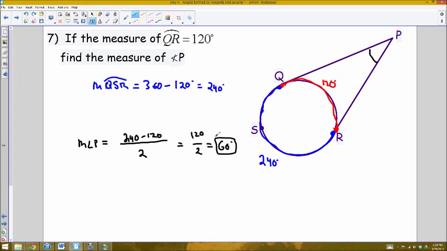There are several other examples in your packet, so I'd like you to go through that. Try each of those examples using these three relationships, and we'll go over any questions you have tomorrow.